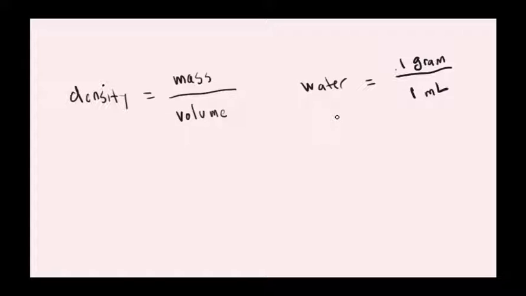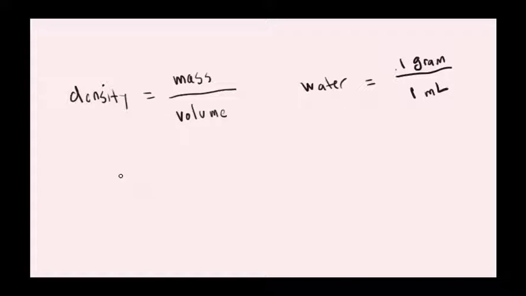1 ml of water is going to be exactly equal to 1 gram of mass. Okay? And that's really useful, because if you have something that is less dense than 1 gram per ml, it's going to float. If you have something that's more dense than 1 gram per ml, it's going to sink. And so the float test is a good thing.